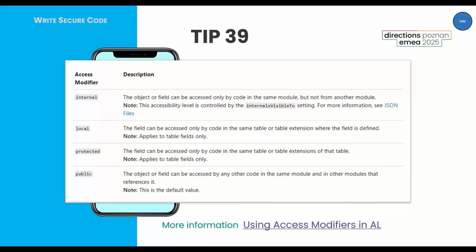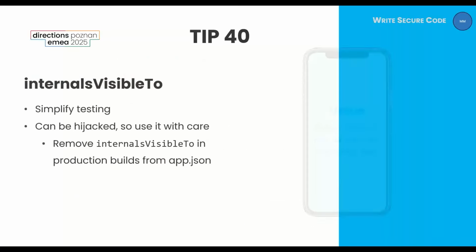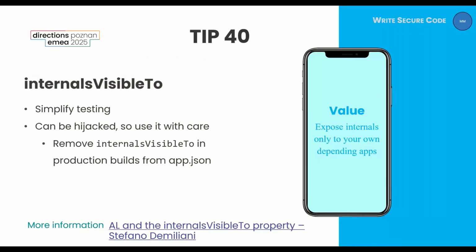Here is just the types of access modifiers that you have. You have also a really nice link where you can check more about different levels. IntelliSense is basically the idea property in app.json where you can define internal to be visible in which app. The main idea to use this is for testing, of course, but you should be careful because if someone knows your app ID, then it can be hijacked, and because of that, it can then get your maybe data.